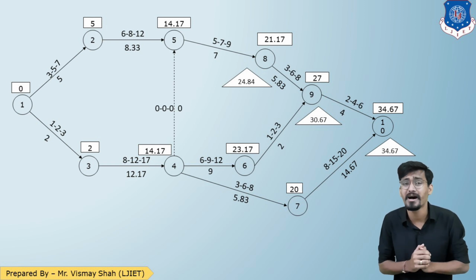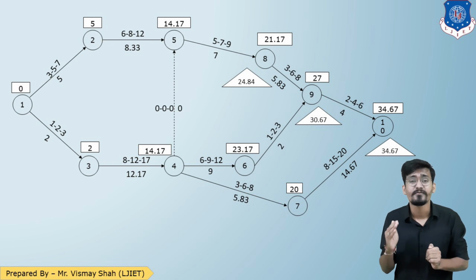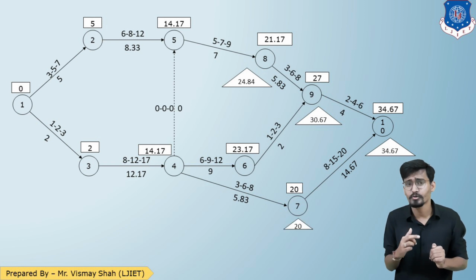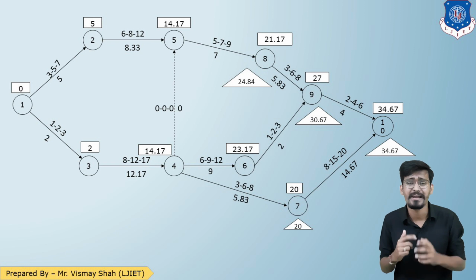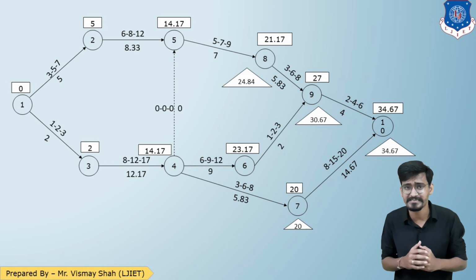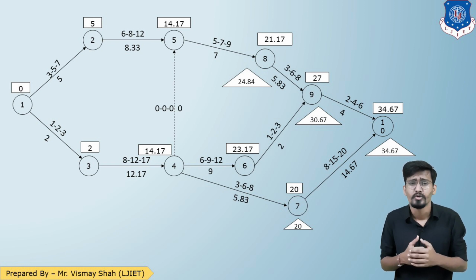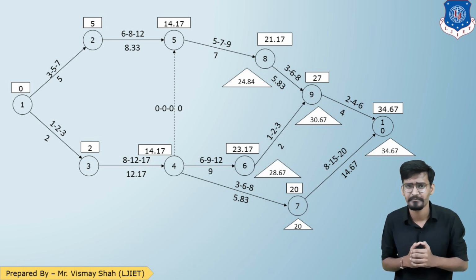Let us talk about event number 7. 34.67 minus 14.67, that is 20. So we have reached event number 7. Now for event number 6. From event number 6, there is only one arrow coming out, so the reverse will be 9 to 6. So 30.67 minus 2, that is 28.67. So that is for event number 6.